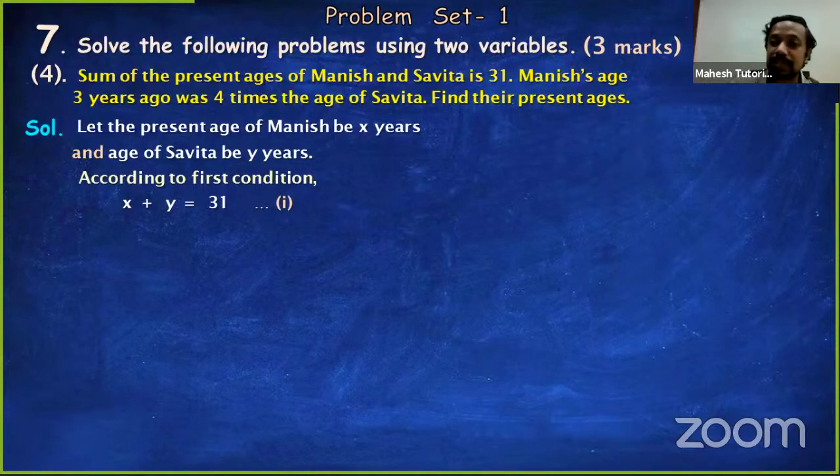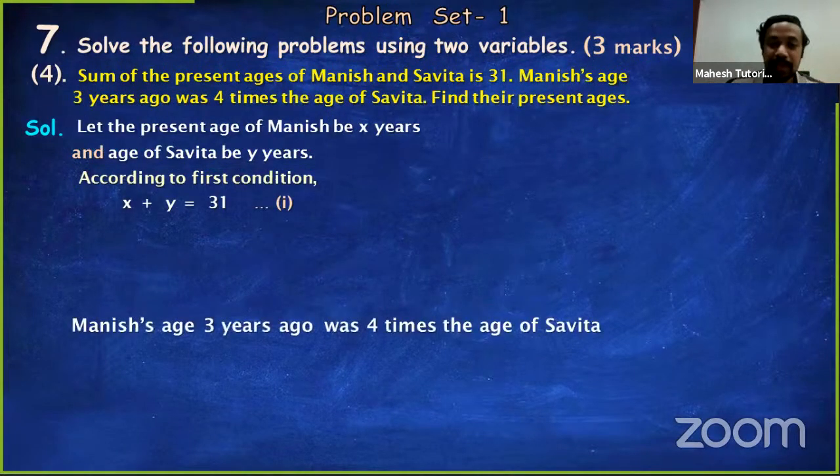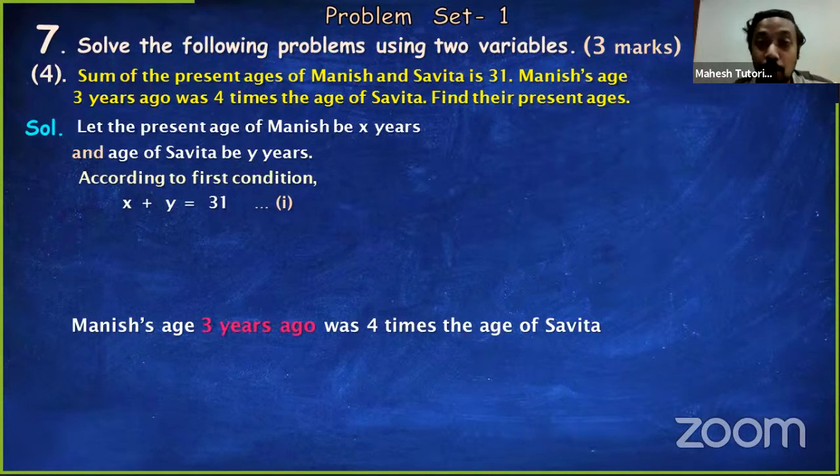Now moving towards the second condition, students. Now the second condition is an important condition. Everybody look at the second condition very carefully. The second condition says Manish's age 3 years ago was 4 times the age of Savita. Now students, in this condition, they are not talking about the present ages. They are not talking about the present ages of Manish and Savita. They are talking about their ages 3 years ago.